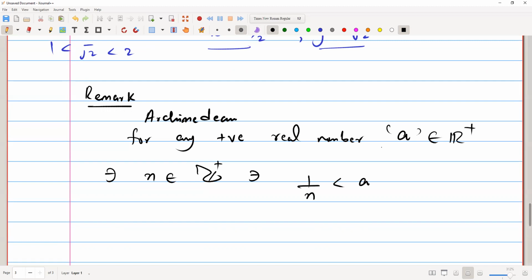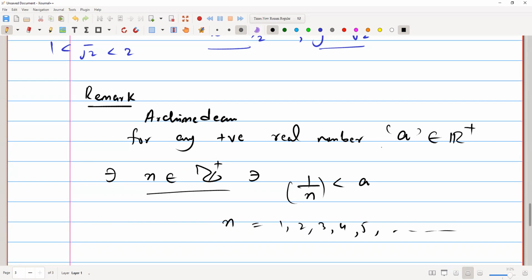So we can say that there is always a number bigger than 1/n, no matter how far you are going. So n is equal to 1, 2, 3, 4, 5, and so on, because n belongs to the positive integers, which are the natural numbers. Okay, so these are the order properties of R.